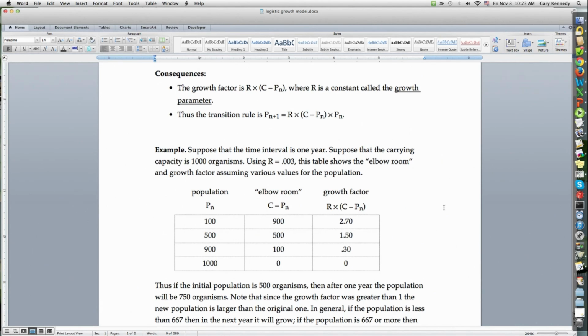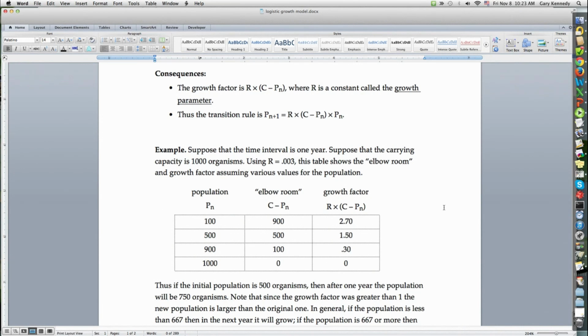Now, let's suppose that the population, instead of being 100, is 500. Let's suppose this year that the population is 500. So now I'm looking at the second row of that table. Then the elbow room is also 500. When you multiply by R, you get 1.50. So does that mean that the population next year will be larger or smaller? The answer is it will be larger, right? We're multiplying by something bigger than 1. In fact, it will be 750.